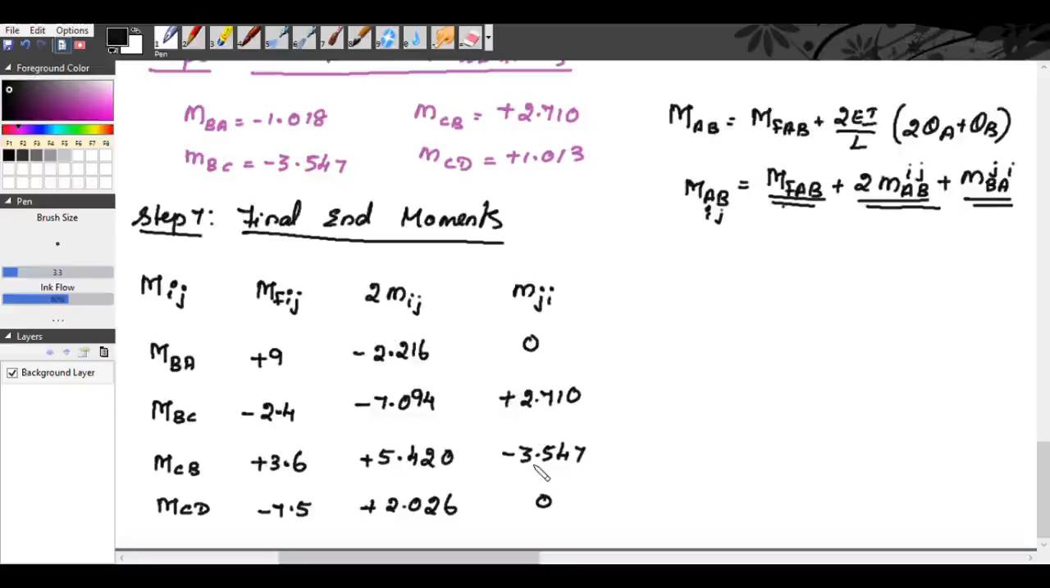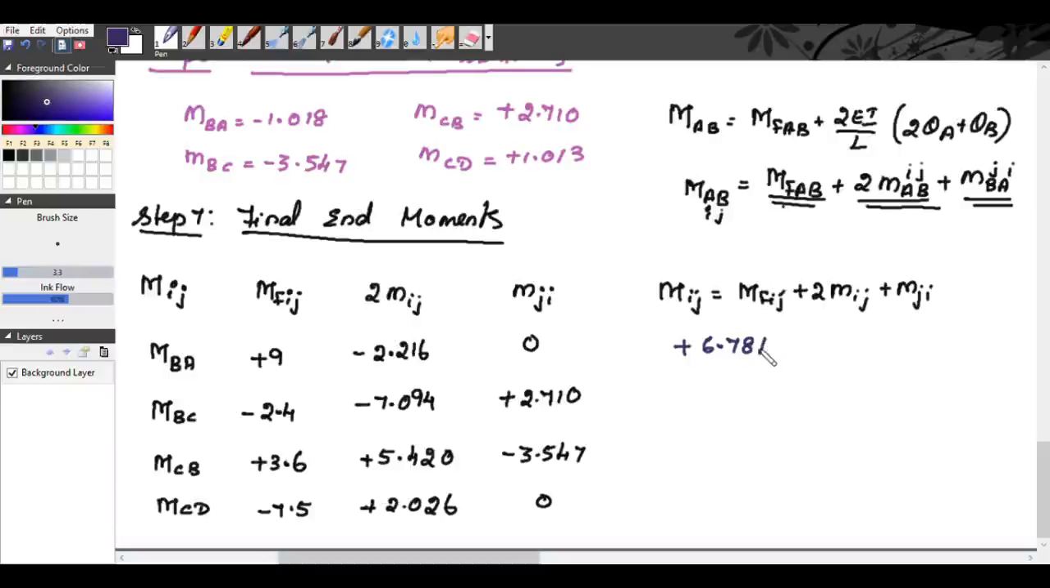So what is MAB? So our final MAB is moments. We don't have, that is 0. Final end moments. MIJ is equal to the summation of 2.710, that is MFIJ. MBC plus 2M minus 3.547, 2MIJ, small MIJ plus 0. So our final, adding moments, all the sum, we get final end moments plus 9 minus 2.216 plus 0, the summation of all these.